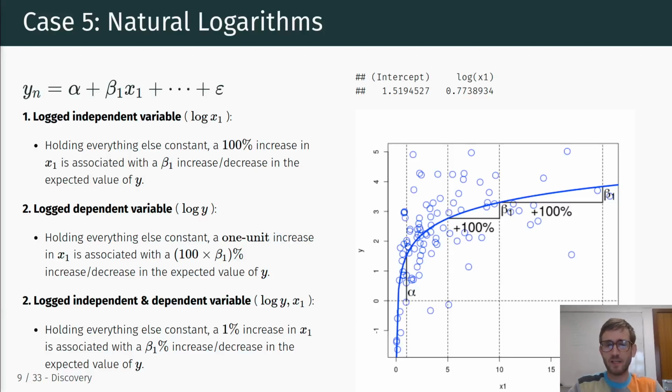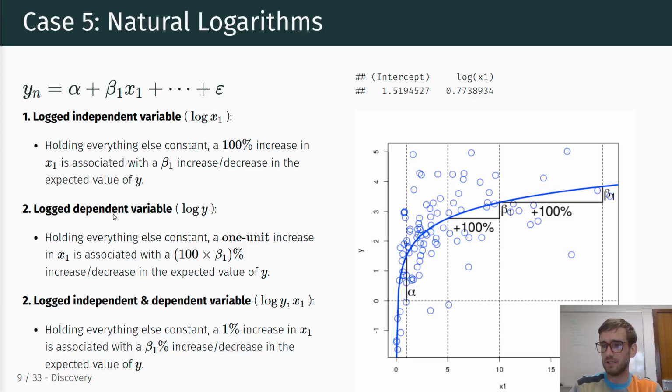Hey everyone. Another case that we often encounter when we have linear regression models is natural logarithms on either one of the independent variables or the dependent variable. So in this video I'm going to talk briefly about how to interpret models that involve independent or dependent variables with natural logs, right?